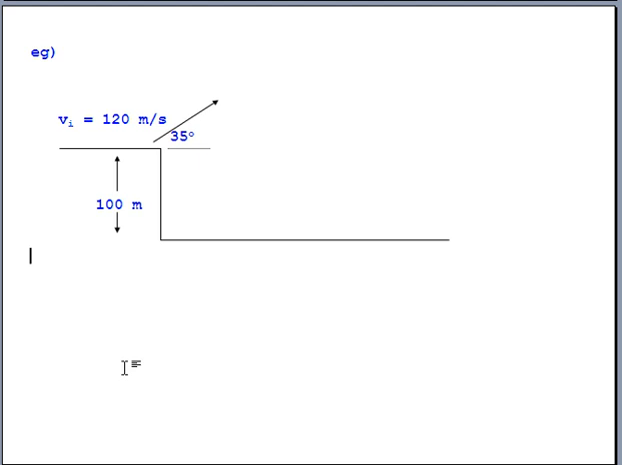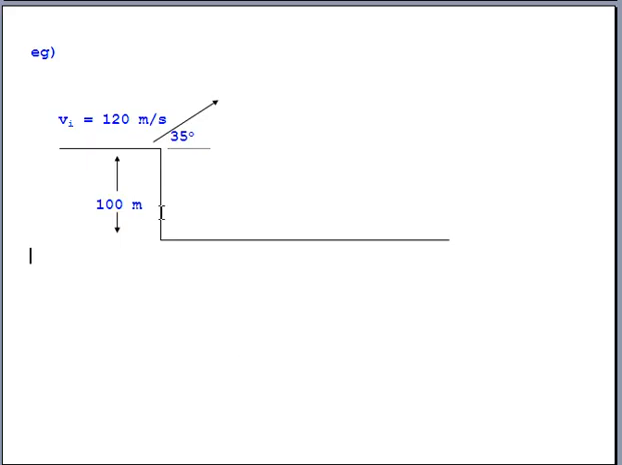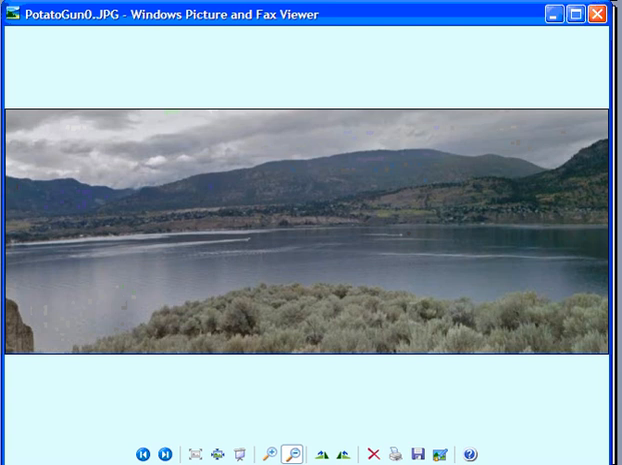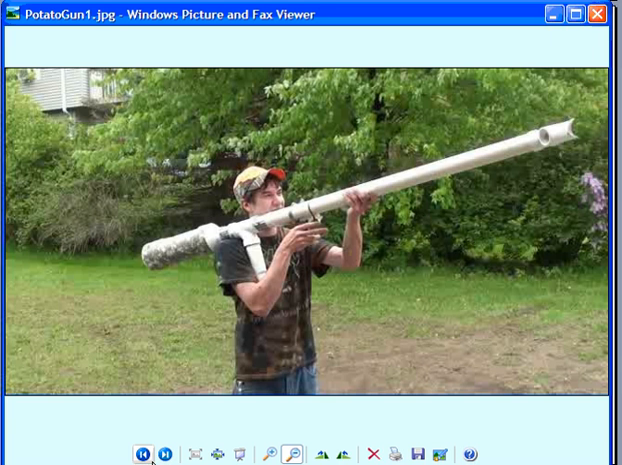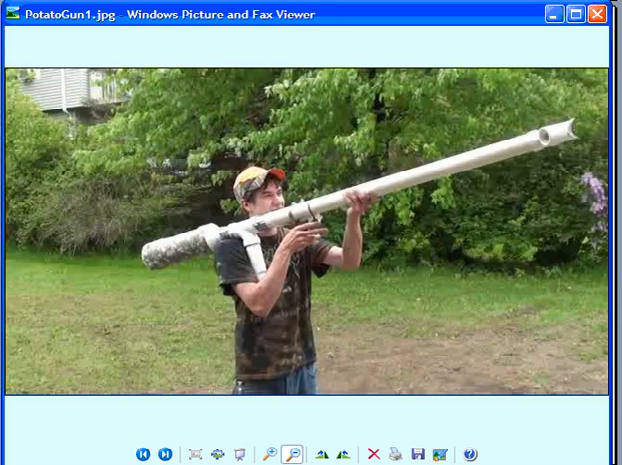So I'm trying to think, what is this? Maybe there's some student sitting up on the bench above Okanagan Lake, and they're like, hey, look, I'm about 100 meters up above the lake. Looking at this picture, maybe they're up on the cliff, 100 meters above the lake, and they're going to launch something into the lake, but faster than they can throw it. So maybe they've got a potato gun, and they're going to shoot potatoes out of it. But this story had it going 120 meters per second, so you need a better potato gun.